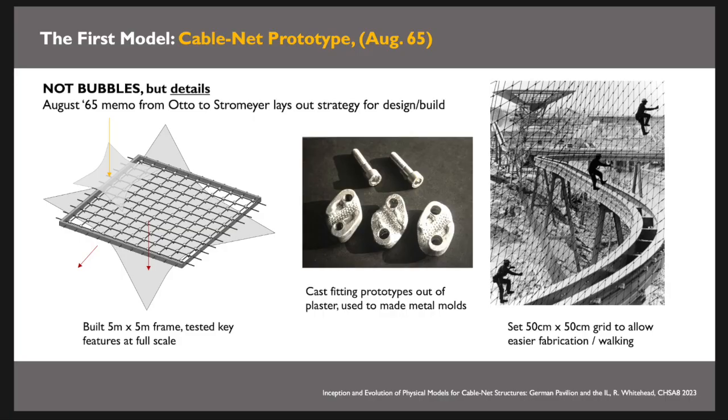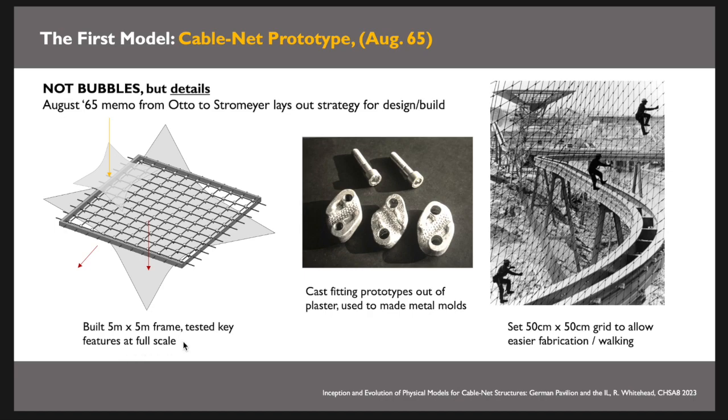What surprises some people about this is, if you know anything about Frei Otto, you might have anticipated that the very first model would be some sort of bubble model or some sort of abstract model, but it wasn't. So I want to set us at a time frame here. This is 1 month into the design phase, 1 month, okay? Otto lays out a super detailed memo that he sends to the design team in Strohmeyer's office, and he lays out their strategy for design, build, and testing to commence immediately. He asked them to build a very large frame, a 5 meter by 5 meter frame, in which they were able to test the key features at this scale.